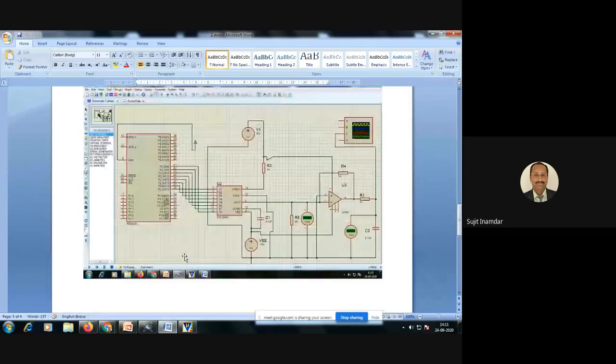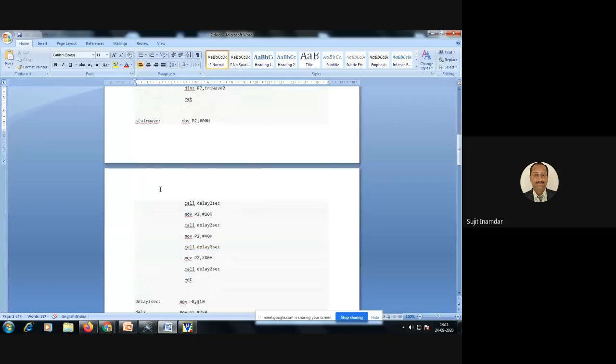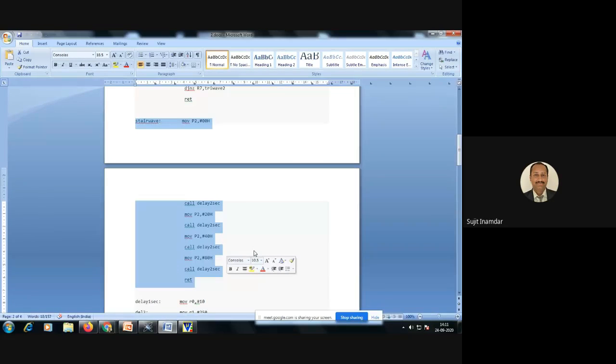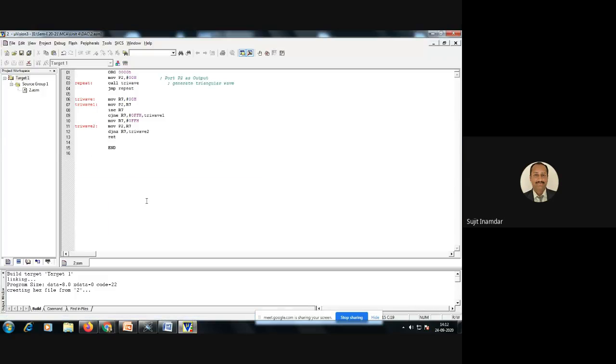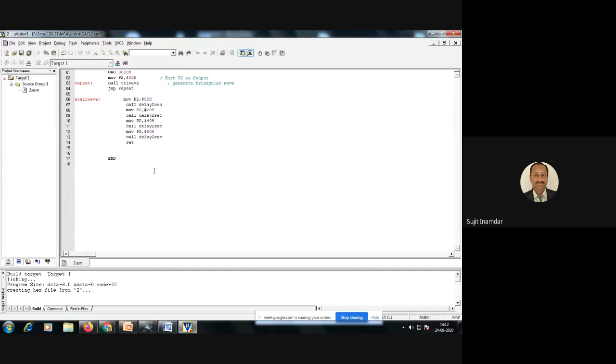We have different codes with us. So we will go for the staircase. You might know how the staircase waveform looks, as you have studied different subjects related to this. Can we construct the staircase waveform? Let us see. For that the process is that we have to change the code. So instead of tri-wave, we will add the code for staircase.